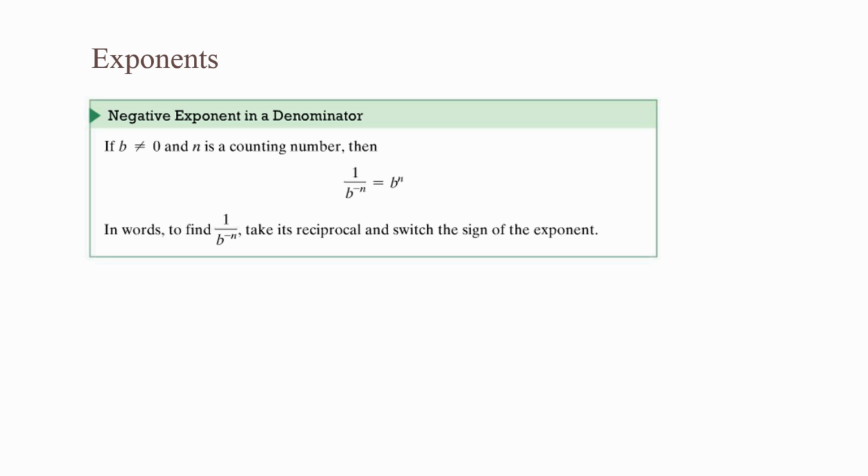Negative exponent in a denominator. If b does not equal 0 and n is a counting number, then 1 over b to the negative n equals b to the n. In words, to find 1 over b to the negative n, take its reciprocal and switch the sign of the exponent.